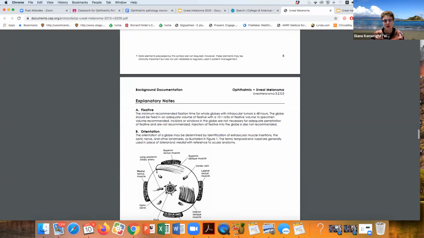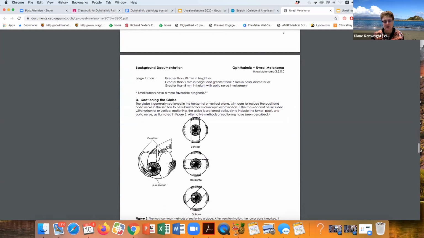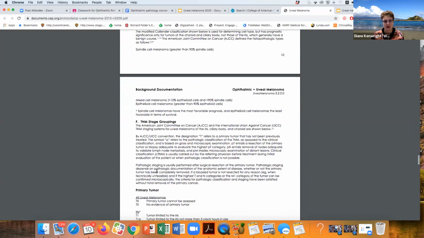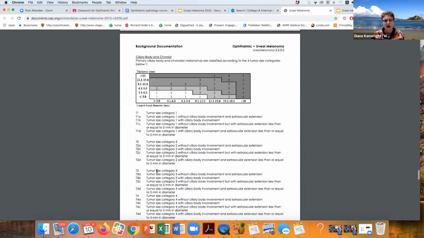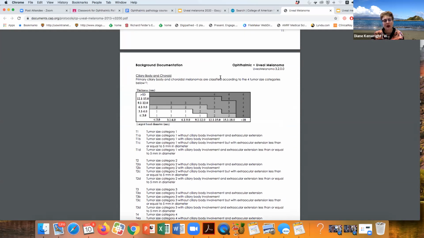Now, if we scroll down, these are notes for the pathologists on how to cut up a melanoma. But I hope that you're familiar with this, this T&M staging system, where we decide which category the tumor is in depending on the size, which is the basal diameter and the thickness. Okay, so that's really important to know about that. Both dimensions fit into the staging.